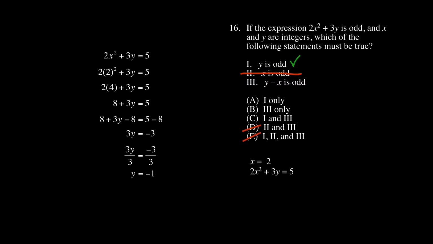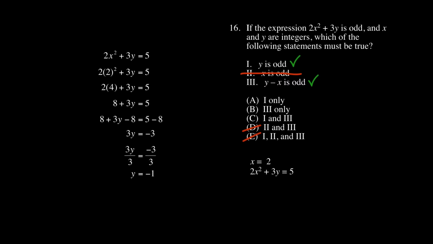Moving to Roman numeral number 3, y minus x is odd. Negative 1 minus 2 is a negative 3. Negative 3 is odd, so Roman numeral number 3 works. So from here we have 1 and 3 working. So we still have two possible answer choices, 1 and 3. And rather than just moving and picking C, we need to plug in again, but we got to get a little funky. So we had plugged in x was an even number 2.